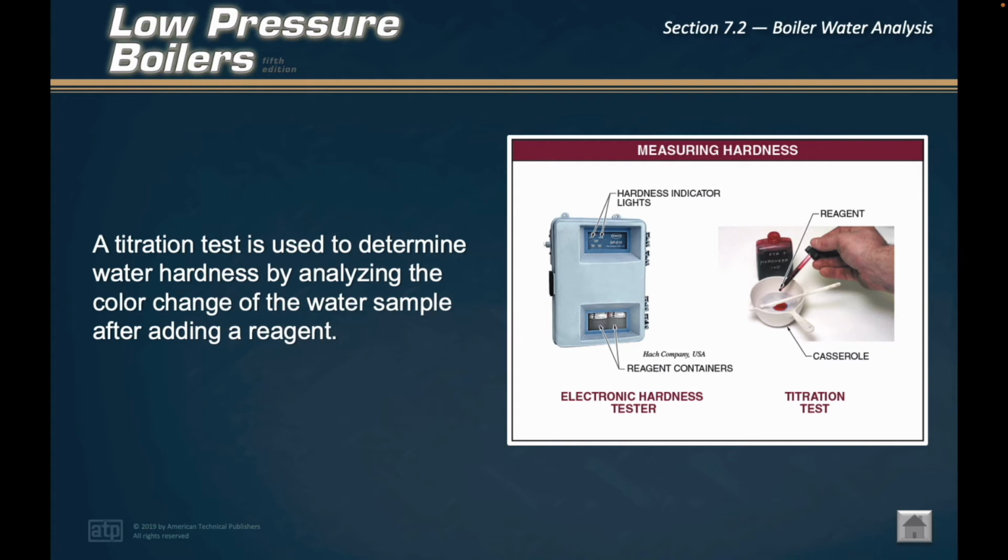A reagent is a chemical used in a water treatment test to indicate the presence of a specific substance. A titration test is a water treatment test using a reagent to determine the concentration of a specific dissolved substance. A sample is collected and poured into a titration casserole, and a reagent is added to the sample. A color change indicates hardness.